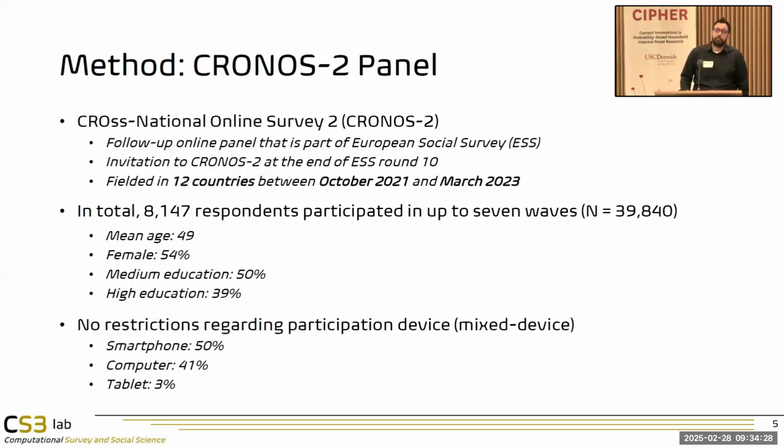As I said, we used CRONOS-2 data. It's part of the European Social Survey. It's a large-scale panel survey that was conducted in 12 countries. In the first CRONOS, we just had 3 countries. Now we could get many more countries in, and the collection of the data was between October 2021 and October 2023. So we have quite new data. We have a bit more than 8,000 respondents across these 12 countries. And most importantly, there were no restrictions when it comes to the device respondents could use for participating in the CRONOS waves.